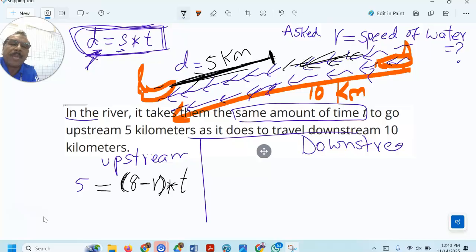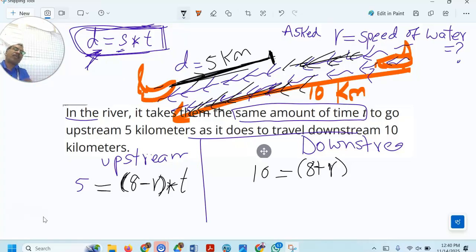T stands for time. But for the downstream, he travels 10 kilometers, and now the speed going downwards is adding the speed of the water also, not just his speed. So 8 is the speed of the boat, his boat riding downwards, but along with that, the flow of the water also helps him go faster. So the total becomes 8 plus r, together with the speed of the water, times t. Now both of these equations we have to solve for t.